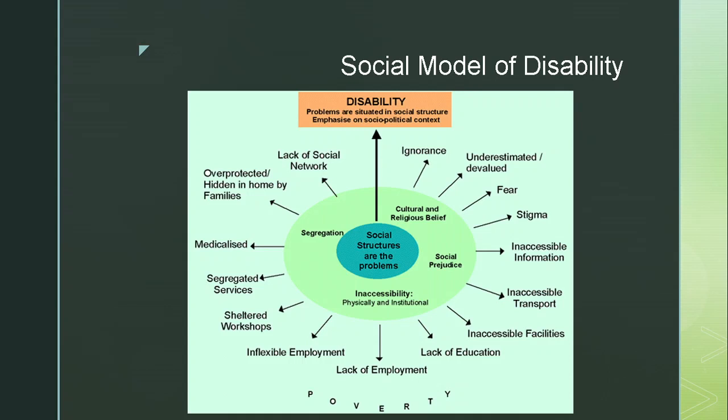So we kind of hide that issue, because we see it as fine for people who do sport, because in society we don't really view older people as doing sport. We've obviously got these social prejudices. So we've got inaccessible transport, inaccessible information.